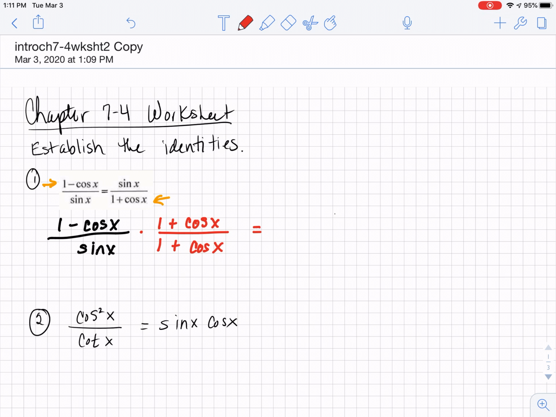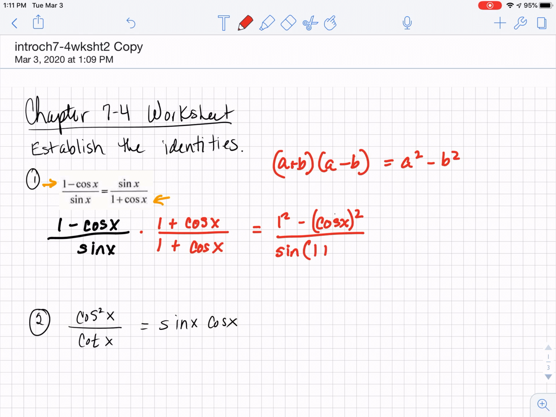When you multiply the top, it's like saying a plus b times a minus b, which equals the first term squared minus the second term squared. So it's going to be 1 squared minus cosine squared. The bottom is just going to be sine x times 1 plus cosine x. So don't distribute it, just leave it like that for now. When we do this out, we're going to get 1 minus cosine squared x all over sine x times 1 plus cosine x.